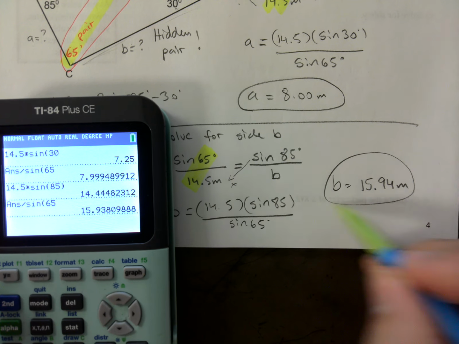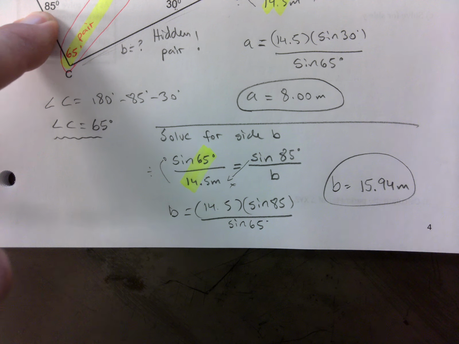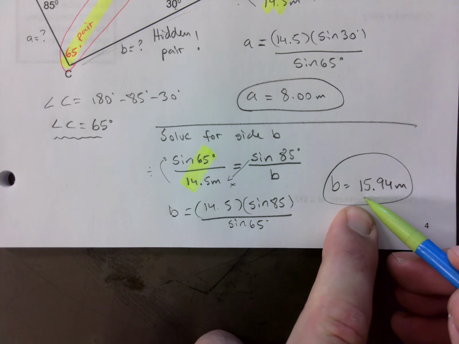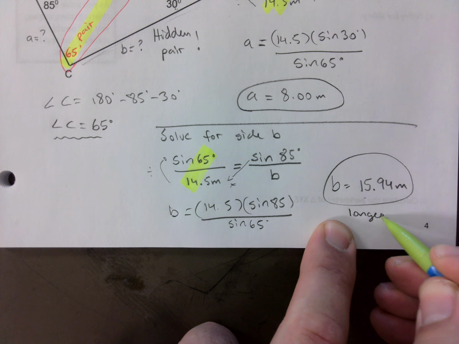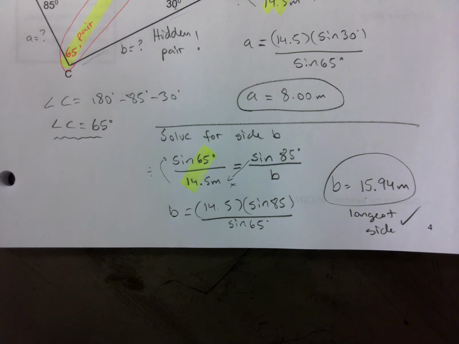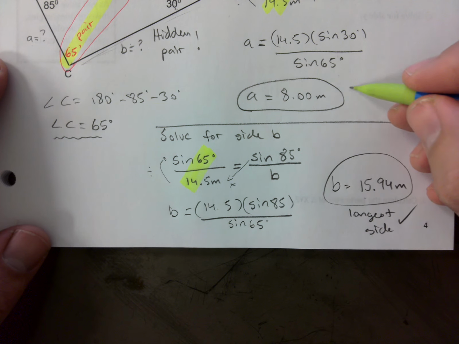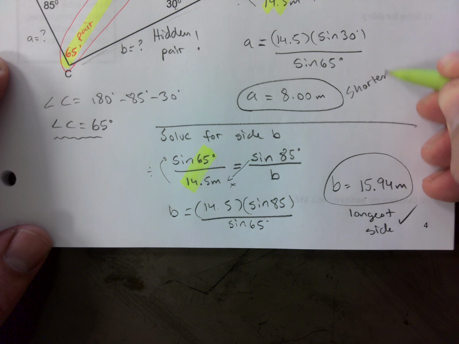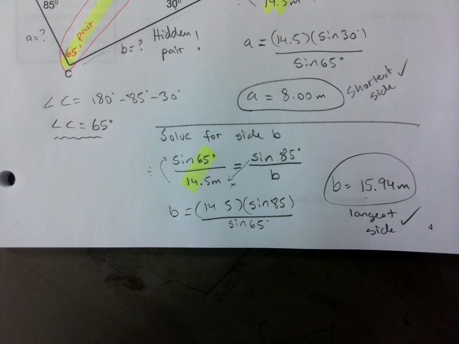Does it make sense? It should be the longest side, right? Because it's across the largest angle, and it is the longest side. So this is the longest side. It's a little bit of a check there. And this is the shortest side. Also a bit of a check. Okay. So we're doing okay. It adds up.